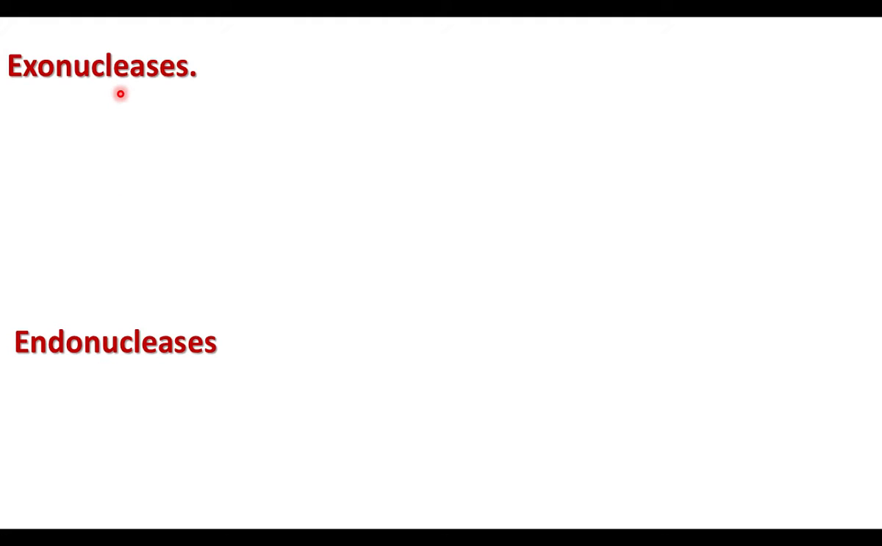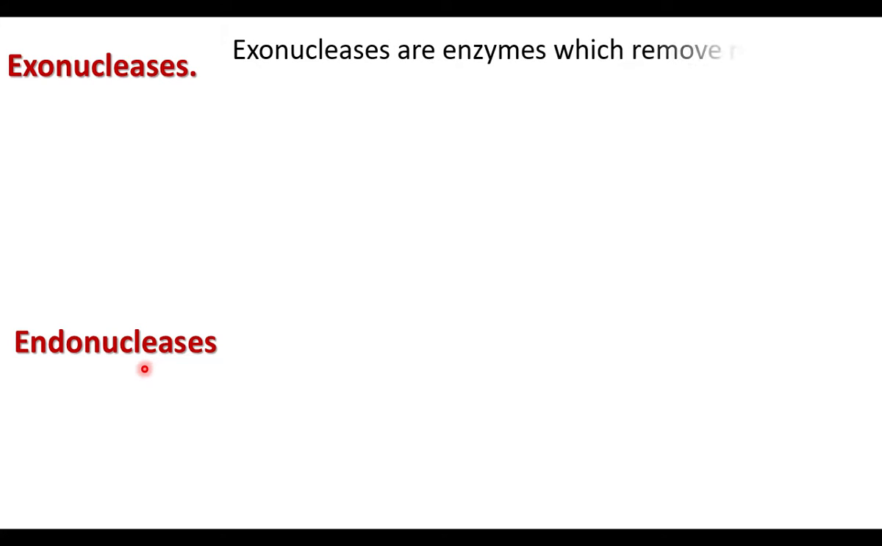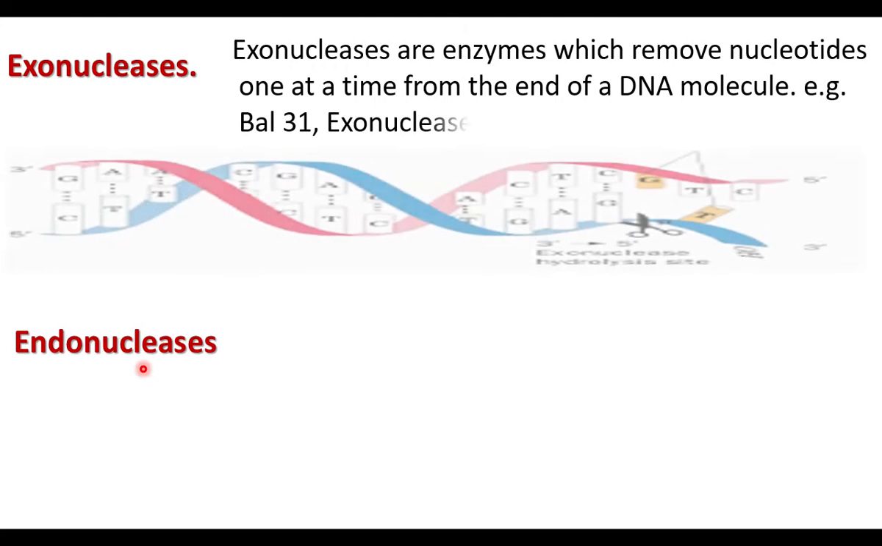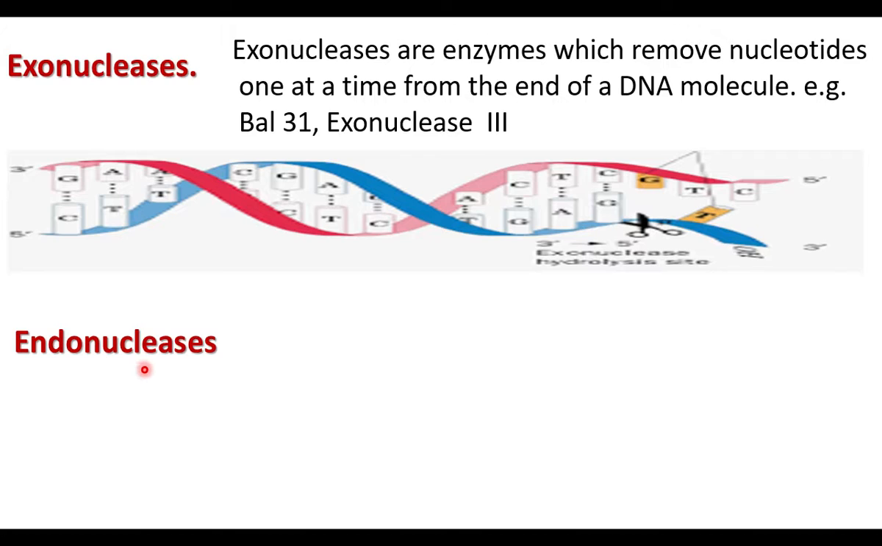Exonucleases cut the end of DNA and remove one nucleotide at a time. But endonucleases break the phosphodiester bonds between nucleotides, so they cut the DNA inside also. Exonucleases are enzymes which remove nucleotides one at a time from the end of a DNA molecule. Example, BAL31 exonuclease 3. These exonucleases remove one nucleotide at a time from the end of DNA molecule.